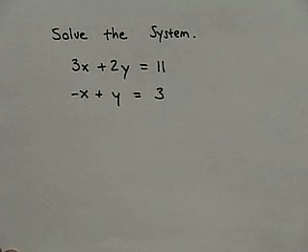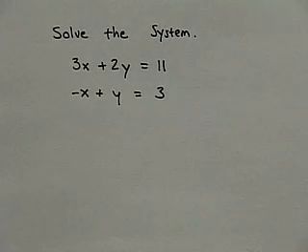Let's go ahead and take a look at an example and use the substitution method to solve it. Here we're asked to solve the following system: 3x + 2y = 11, and the second equation is -x + y = 3. In order to do this, we'll use the substitution method. Now what that means is in one of these two equations, we'll solve for one of the variables and replace it in the other equation. Let me show you what I mean.